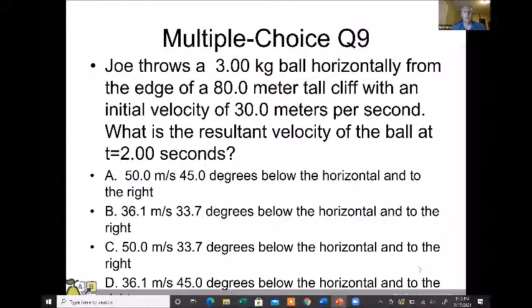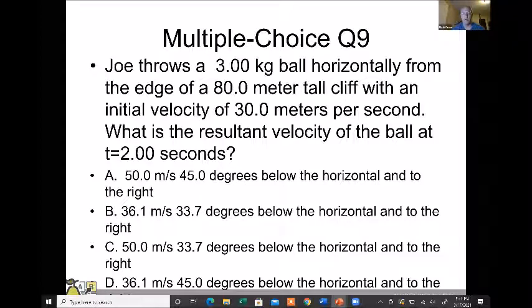So same problem. This time we want to know what's the resultant velocity of the ball at 2 seconds. What's the resultant mean, guys? Somebody tell me what the word resultant means. Final velocity? Yeah, the sum. So we need to add the horizontal and the vertical components together to get a total velocity at 2 seconds. And we have to do some vector addition to do that.